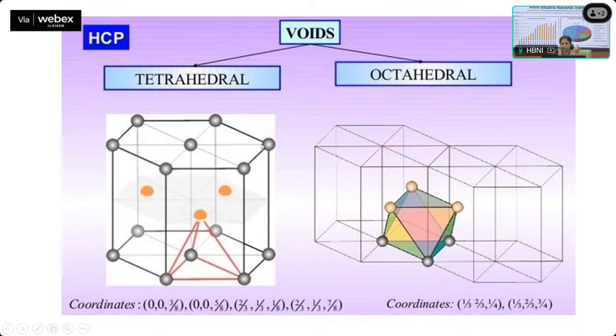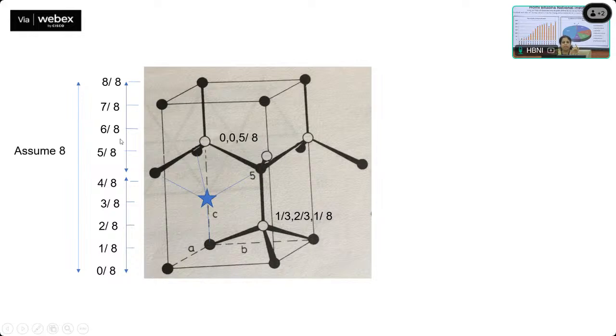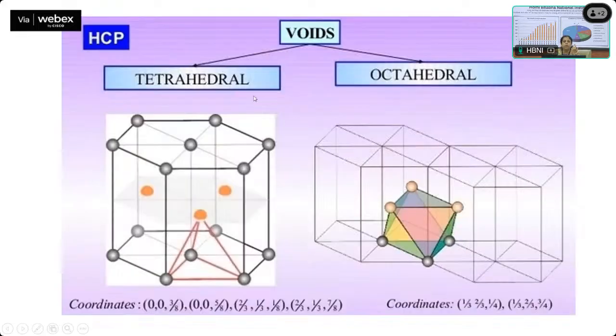So if I go to this figure again, here the z coordinate would be 7 by 8. So the coordinate of this particular tetrahedral void formed by this corner atom and these three atoms, 1, 2 and 3, is 2 by 3, 1 by 3, 7 by 8, as is shown here.